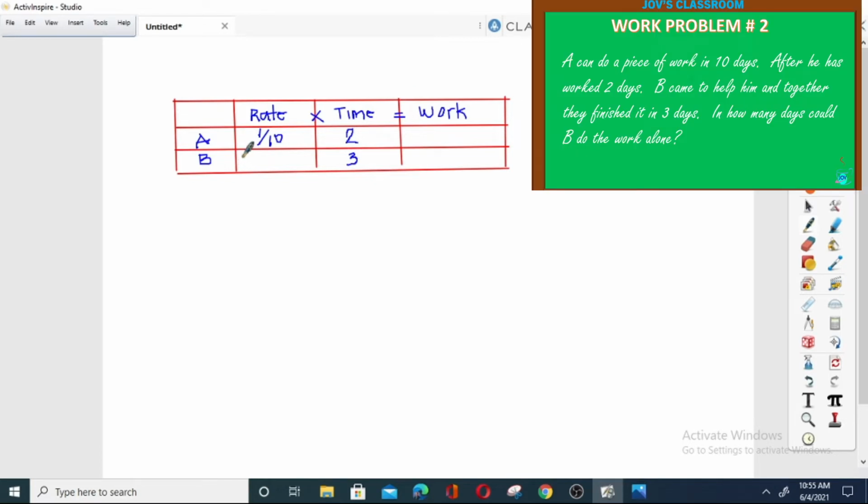So 1/10 plus 1/x. If they work together, the time of A is already given. Just get the sum of their rates. But the rate of B is unknown, so let it be assigned x. So x is our variable. So multiply over 10 is equal to 1/5. Then multiply this one.